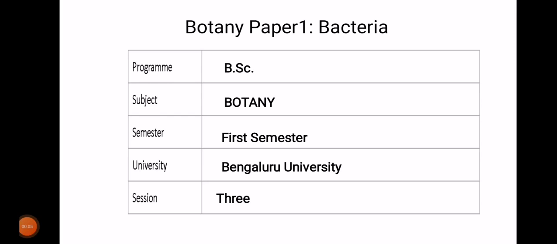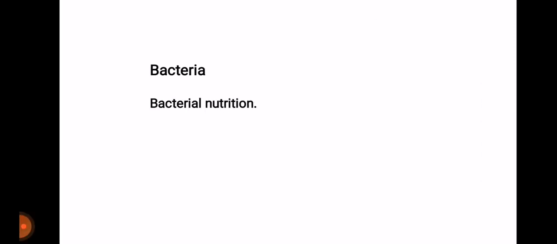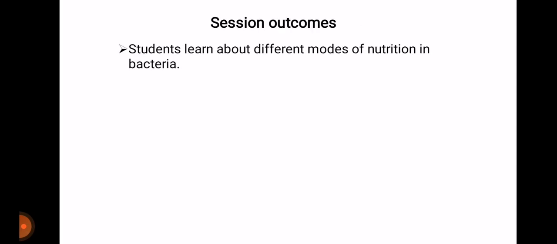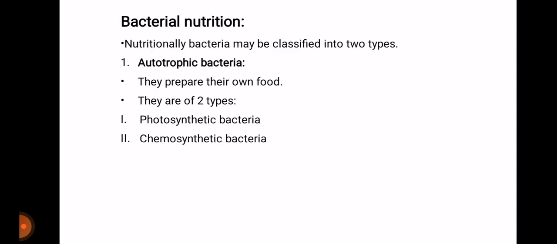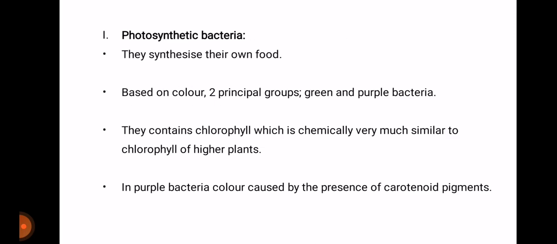I am going to explain about bacterial nutrition, that is, the different types of bacteria based on the nutritional types of the bacteria. So, nutritionally bacteria may be classified into two types, that is autotrophic bacteria and heterotrophic bacteria. In autotrophic bacteria, they prepare their own food. In autotrophic bacteria there are two types, that is photosynthetic bacteria and chemosynthetic bacteria.